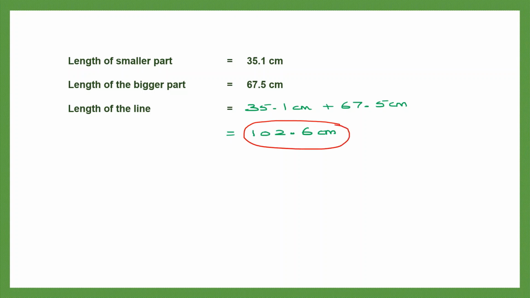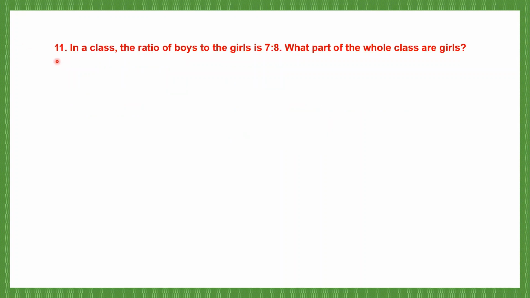102.6 centimeters. Question 11. In a class, the ratio of boys to girls is 7:8. What part of the whole class are girls? So this is a simple one. Now this will be boys and this will be girls because that's how it's given. Boys is given first, girls is given second. So this is the order.